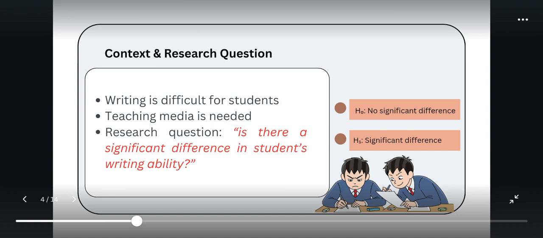Therefore, the hypotheses here are formulated as follows. The null hypothesis states that there is no significant difference in writing scores between the two groups. And as you can see here, the alternative hypothesis states that there is a significant difference in writing scores between the two groups.